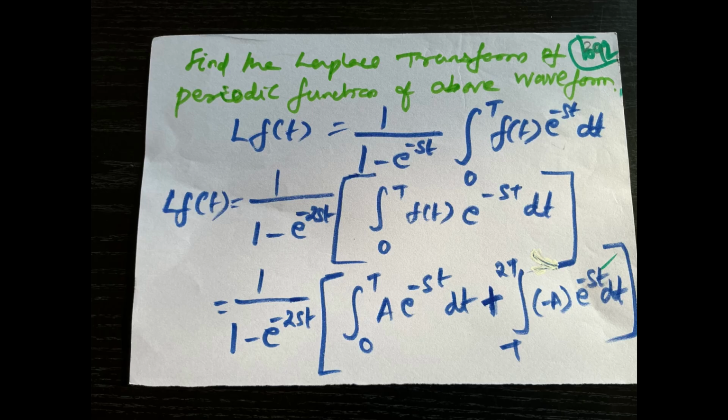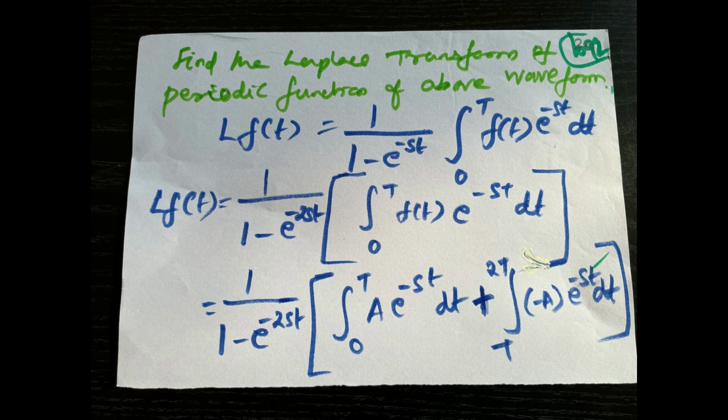Find the Laplace transform of the periodic function for the above waveform. L of f of t is equal to 1 divided by 1 minus e to the minus sT, times the integral from 0 to T of f of t e to the minus st dt. For a waveform of period 2T, L of f of t is equal to 1 divided by 1 minus e to the minus 2sT, times the bracket of the integral from 0 to 2T of f of t e to the minus st dt.